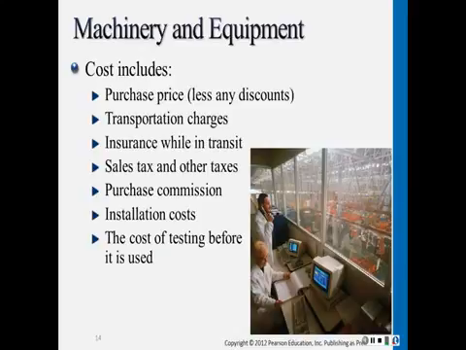The cost of machinery and equipment includes its purchase price less any discounts, transportation charges, insurance while in transit, sales and other taxes, purchase commission, installation costs, and the cost of testing the asset before it is used. After the asset is up and running, the company no longer debits insurance, taxes, and maintenance costs to the equipment account. From that point on, insurance, taxes, repairs, and maintenance costs are recorded as expenses.